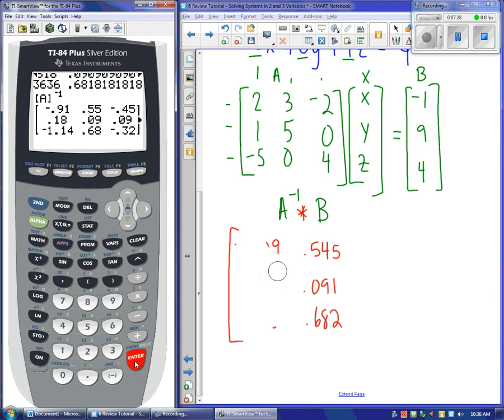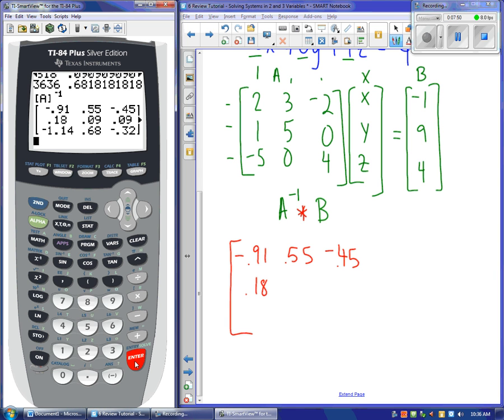Sorry about that. Let me just rewrite this. Okay, so when I now write my A inverse matrix, it's going to be negative 0.91, 0.55, negative 0.45, 0.18, 0.09, 0.09, negative 1.14, 0.68, and negative 0.32. All right, that's my A inverse matrix. I'm still multiplying it times my B matrix, which hasn't changed.